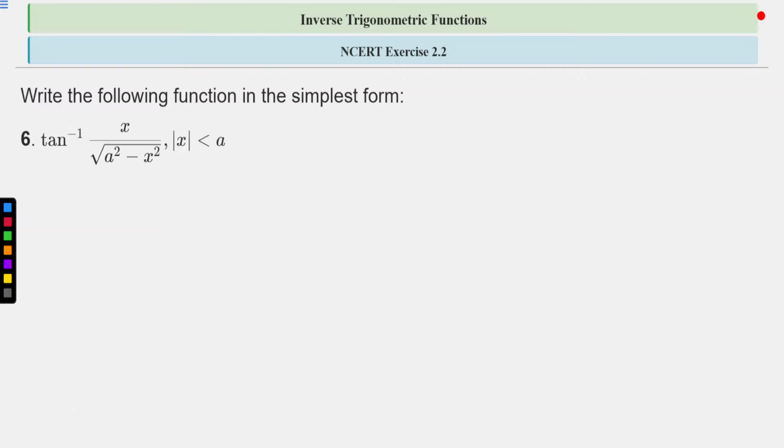So let us move to the next question. Next question is write the following function in the simplest form, right? We have to basically write the given function tan inverse of x upon root over a square minus x square, when mod x is less than a, in the simplest form, right? Again, you have 10 seconds to solve or think about this question. After that, we will discuss the solution part, right?